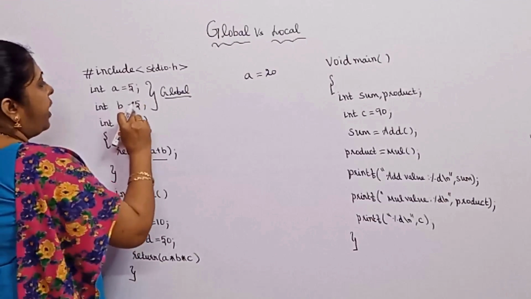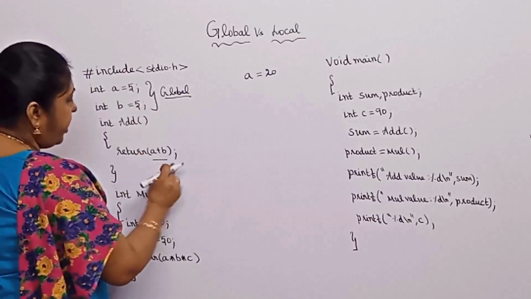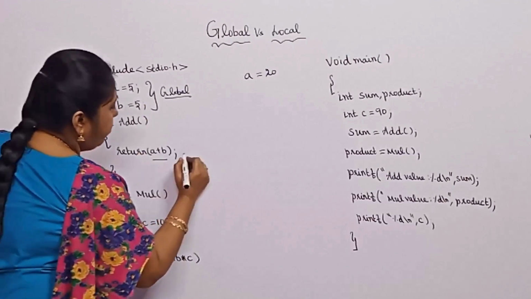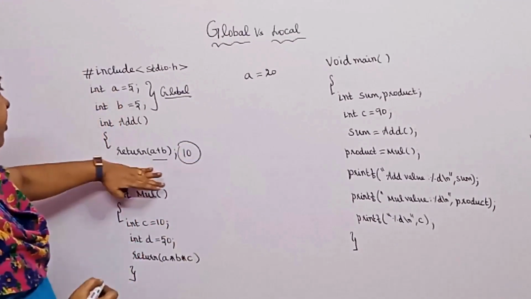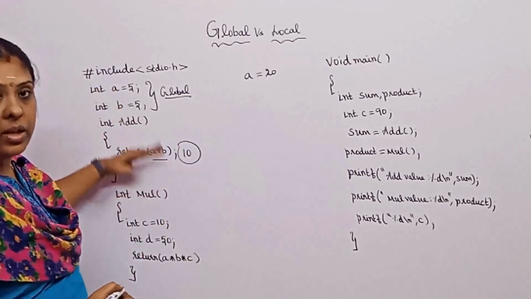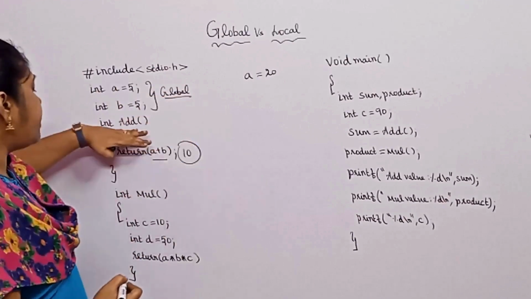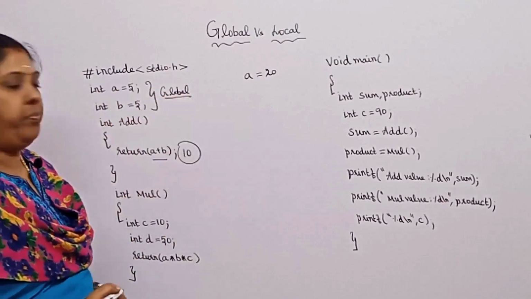So 5 plus 5, the value will be substituted here and the returned value will be 10. This value will be returned to the main program when this particular function is called.